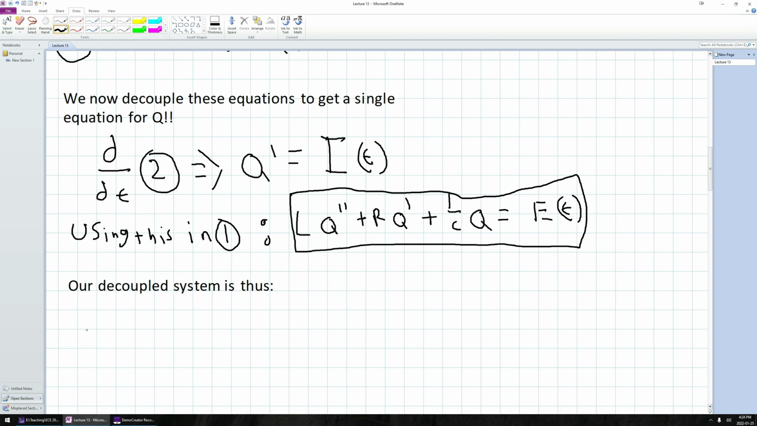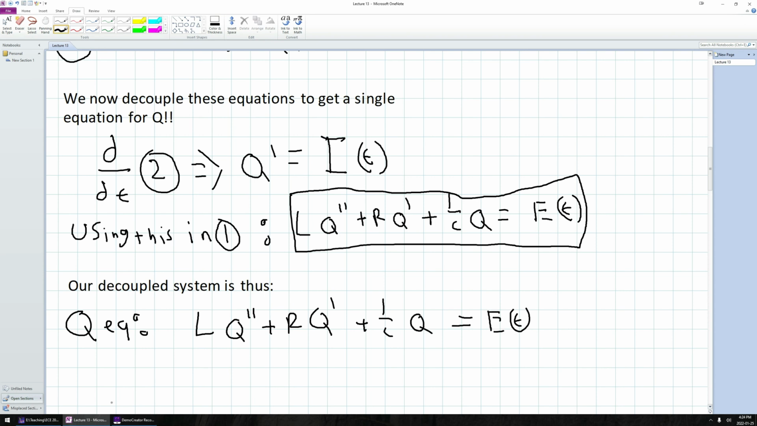well, we have our equation for Q, so we'll call it the Q equation, and that is just this term here. And we have the equation for I. So explicitly, our I equation is simply going to be this equation that I found here when I integrated this thing to find I.